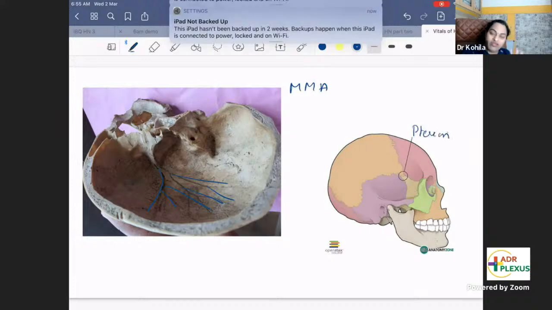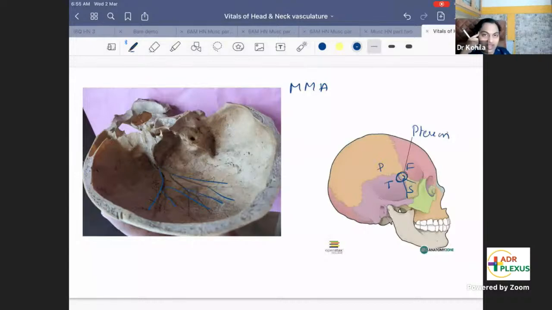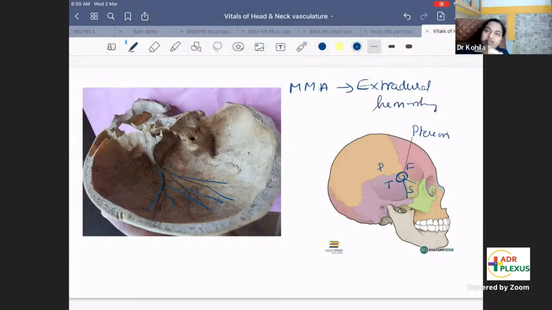The pterion, where the four bones meet. The sphenoid, the greater wing of sphenoid. The frontal, the parietal, and the temporal. The trunk of the middle meningeal artery lies deep to the pterion. Okay. And rupture of that will cause extradural hemorrhage.